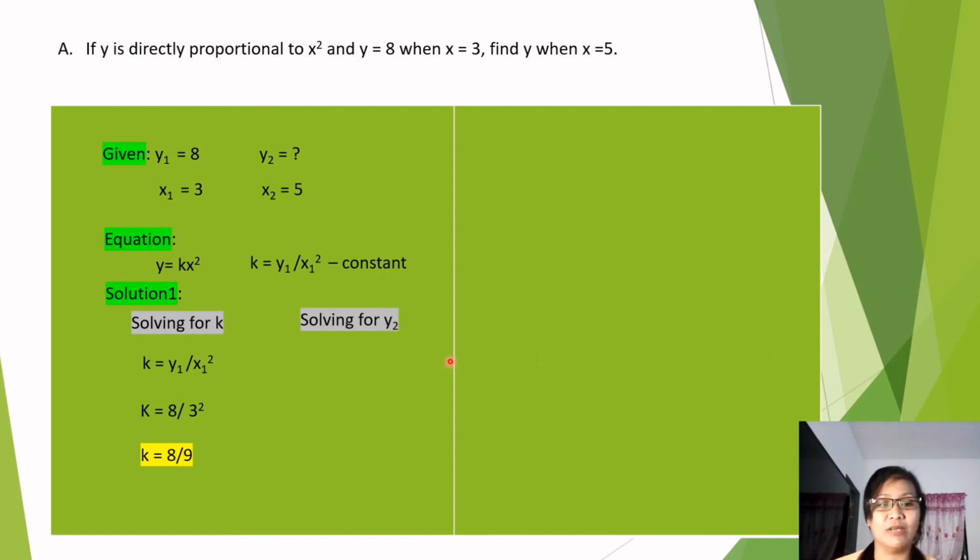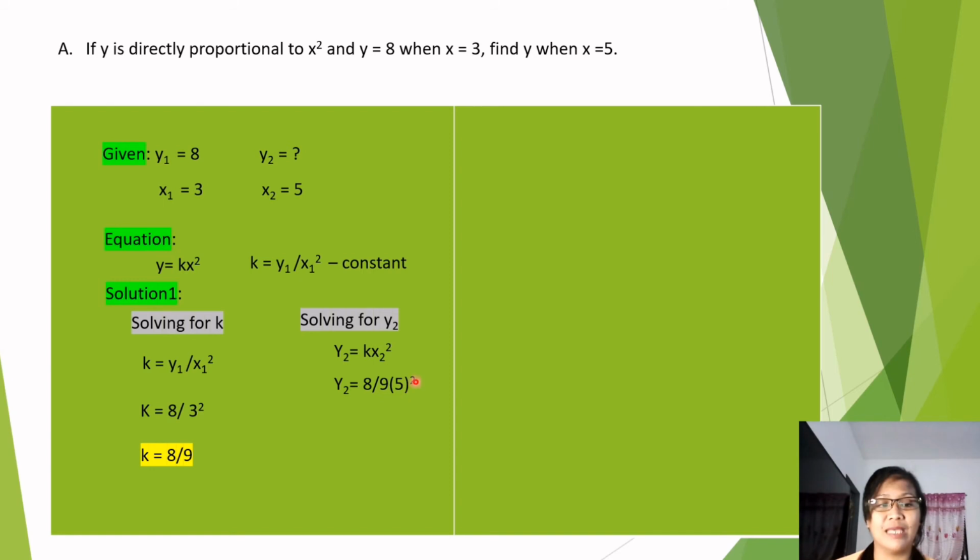Next, solving for the unknown, which is y sub 2. Then using the equation, y sub 2 is equal to k, x sub 2 squared. So ginamit natin ang y is equal to kx squared. The only difference, in-specify natin ang y sub 2 and x sub 2, kasi gagamitin natin ito. Okay? Substitute, of course, ang k is 8 over 9. X sub 2 is 5.